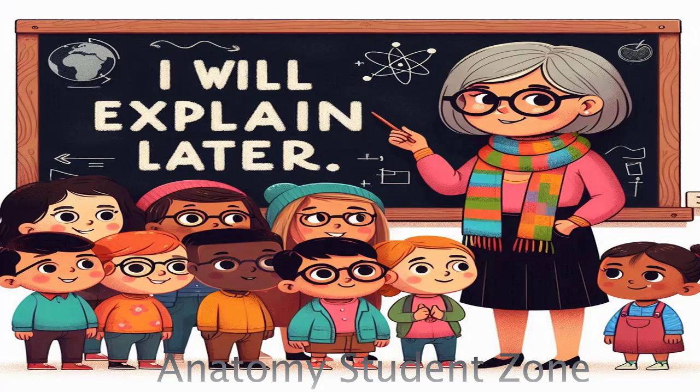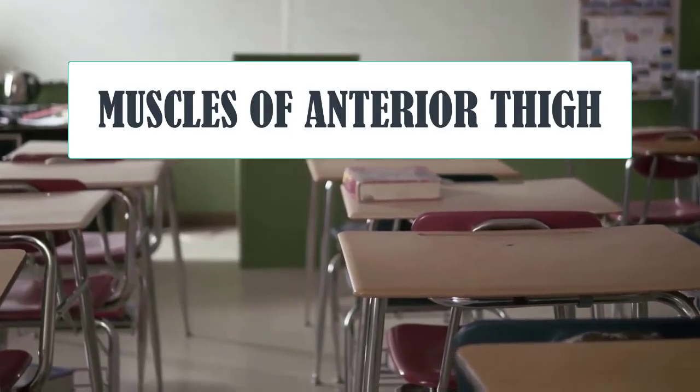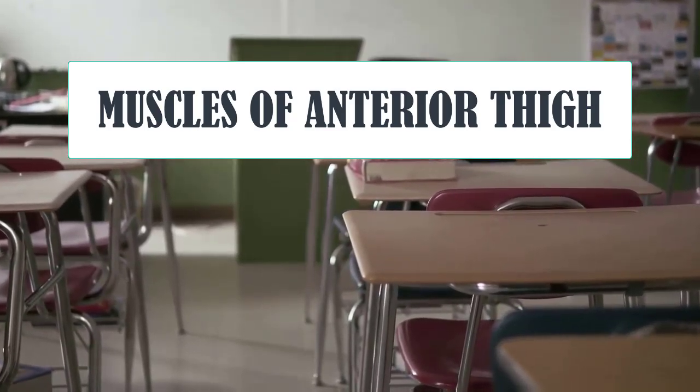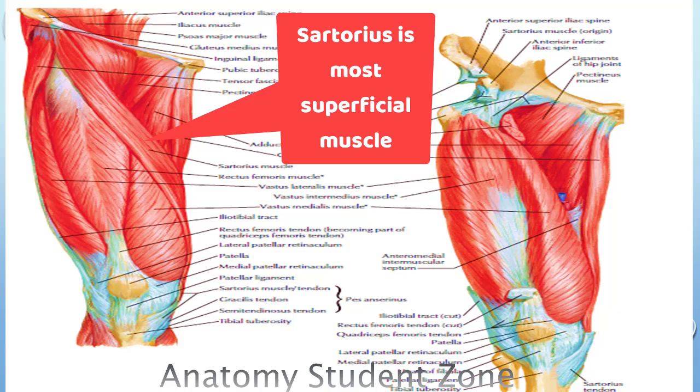So moving towards the muscle of anterior thigh and their detail, after the fascia lata, we are going to remove it from the front of thigh. We can see the muscle of anterior thigh. So the most superficial muscle that you are going to see is sartorius. So how you can remember this? S for sartorius, S for superficial, most muscle of anterior thigh.